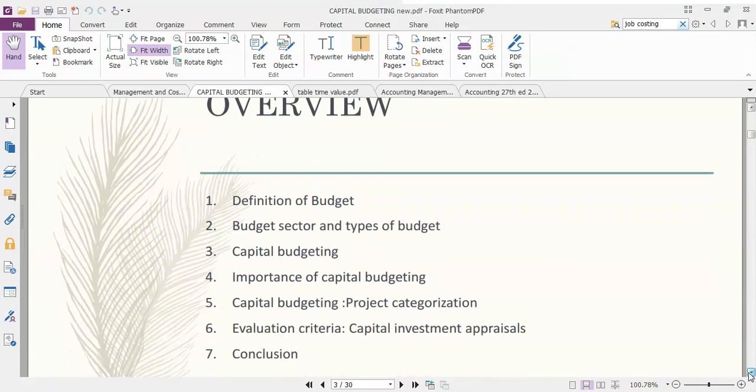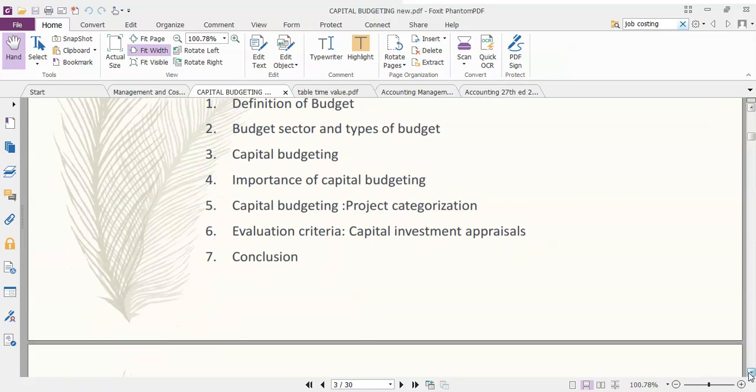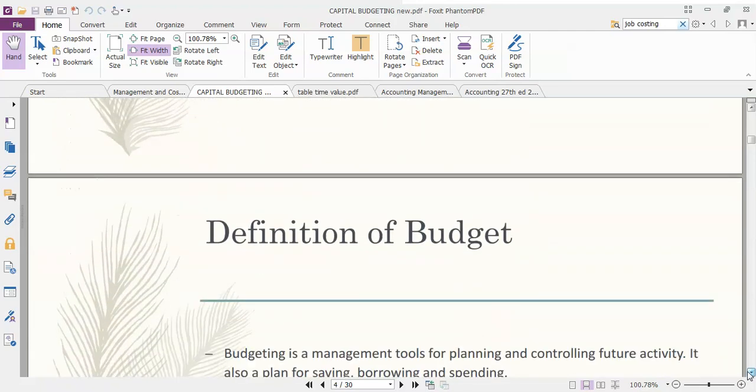Then we will look at the budget sectors, types of budget, and capital budget. What is the importance of having capital budgeting? Every business should have capital budgeting. They must plan and budget how much is the cost, how much is the capital, how much is the amount to invest in some asset. Then project categorization and evaluation criteria, capital investment appraisal, and also conclusion.